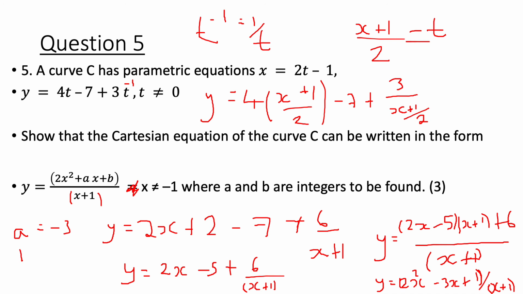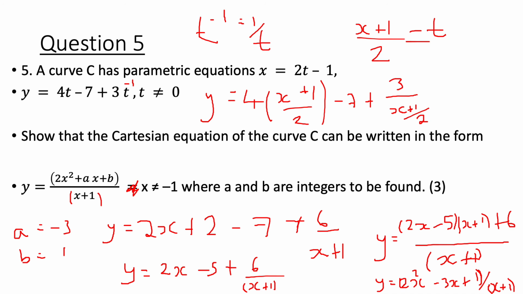So just to summarize on this question, guys. What I did was rearrange the x equation to make t the subject. I then substituted that into the y equation to find an equation for y in terms of x, because it's saying to us y equals 2x squared plus ax plus b all over x plus 1. So subbing that in there and rearranging it. Remember that here I've got a fraction, so that flips. So dividing by x plus 1 over 2 is the same as multiplying by 2 over x plus 1. 3 times 2 is 6, so I get 6 over x plus 1.